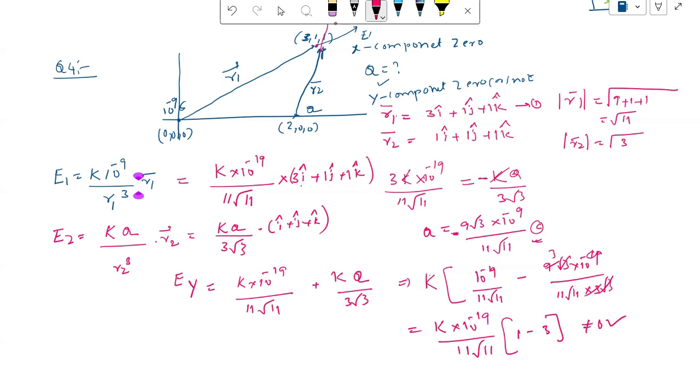It will be in the negative y direction. This is the answer. The y component will be in the negative y direction, so it is not equal to 0. This is another question. So now another model of the question is like this.